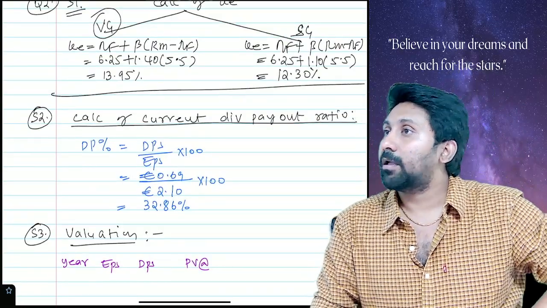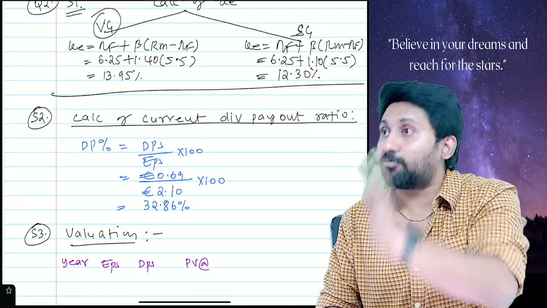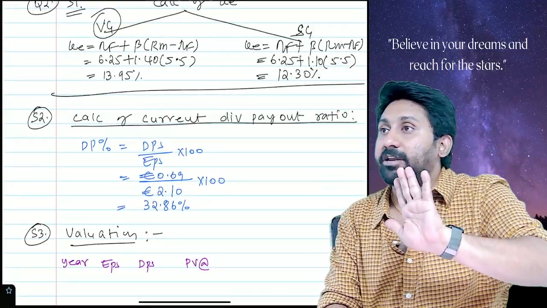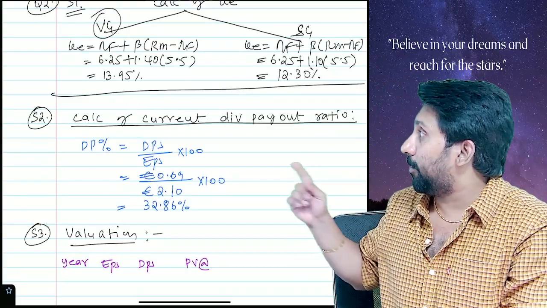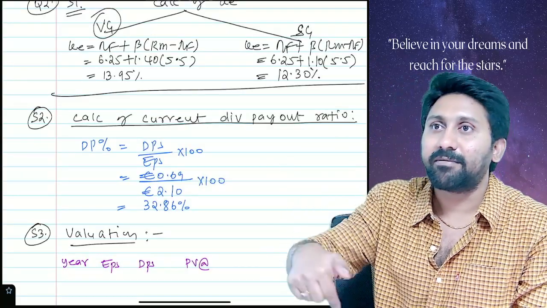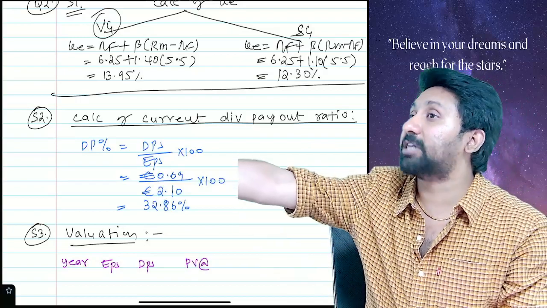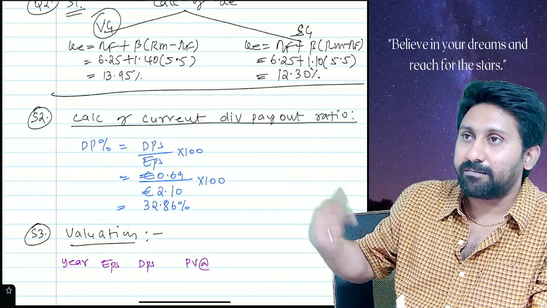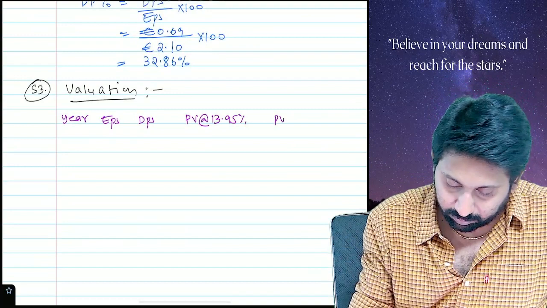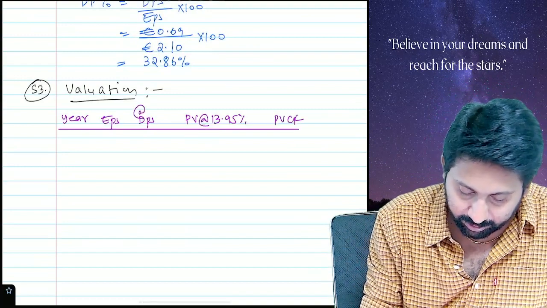Wrong. We should take 13.95 only for the entire question. Only for the last year we should take 12.3. Do you know why? Listen. 13.95 is the PV factor we have to consider because you are doing the valuation today. The share is valued today, not in future. Today we are expecting future cash flows. Today what is the KE? 13.95.